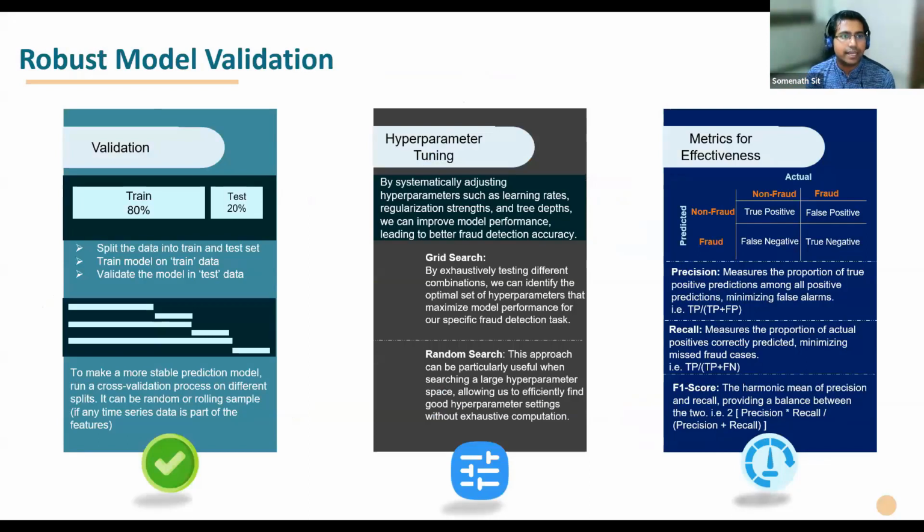We provide a model which works in terms of validation, hyperparameter tuning, and the metric, which have been tested properly, and that will solve my business problem, fraud or non-fraud. That's what we provide. Model object.